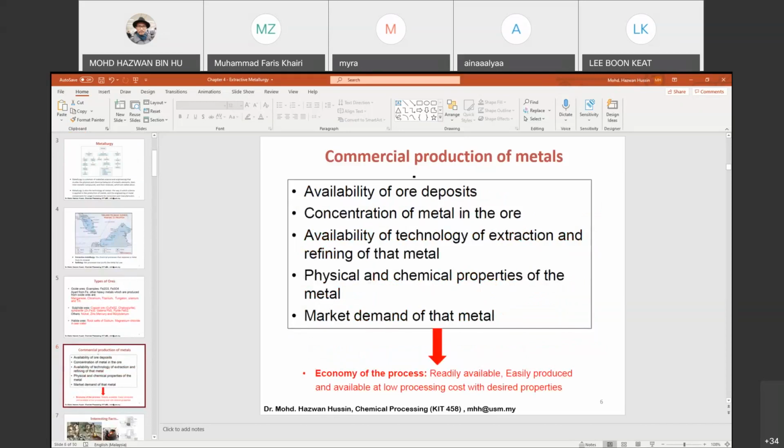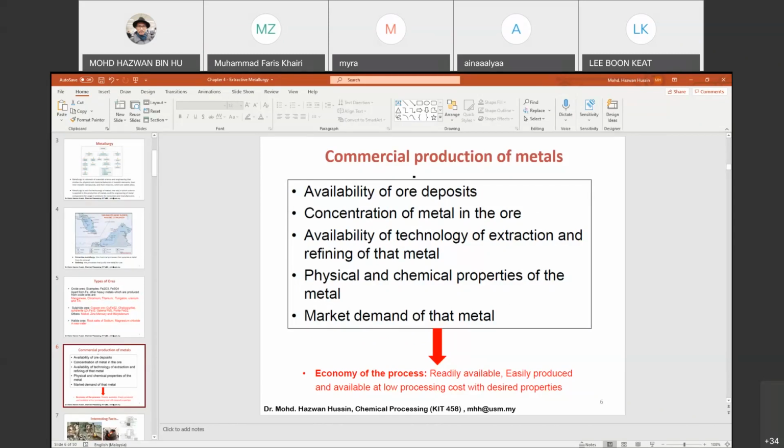For commercial production of metals, we have to consider a few things. The first one is the availability of the ore deposits. If you want to produce iron, for example, the iron ore will be easy to find in that particular area. Concentration of metal in the ore is also important. If you have a small amount, then it is not worth doing the mining and the extraction methods.